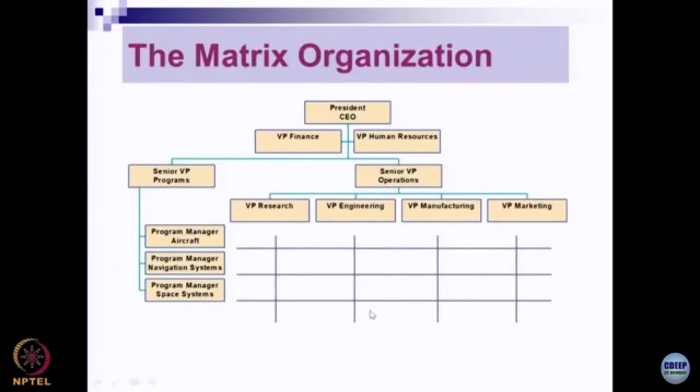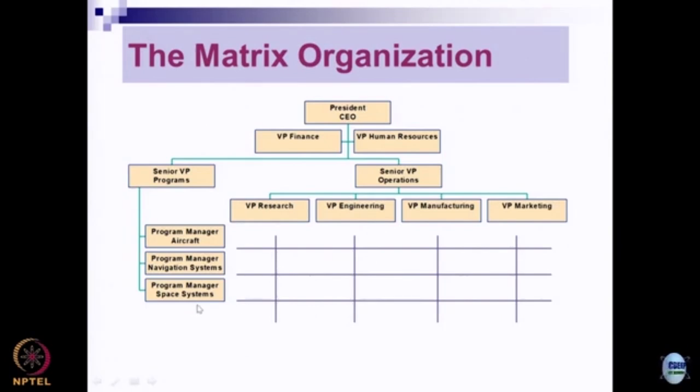This is one example where the president or CEO has the VP finance and VP human resources reporting to them, and there are two other senior VPs related to programs and operations also reporting. But if you look at the person who is located in this block, they will have to report to the VP research as well as the program manager of the navigation system, or the person located at this place will have to report to the VP engineering and also the program manager of the space system.